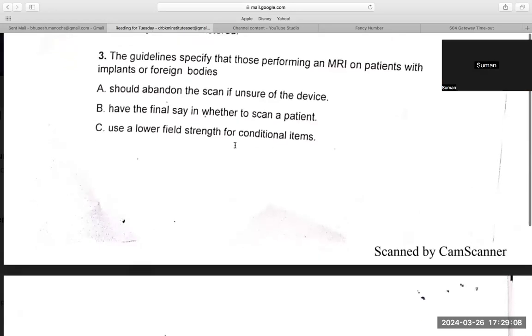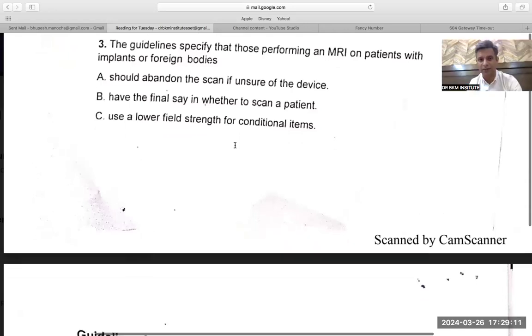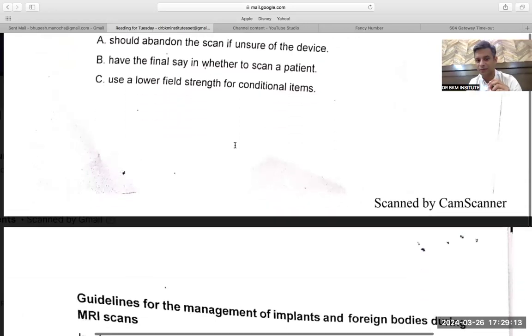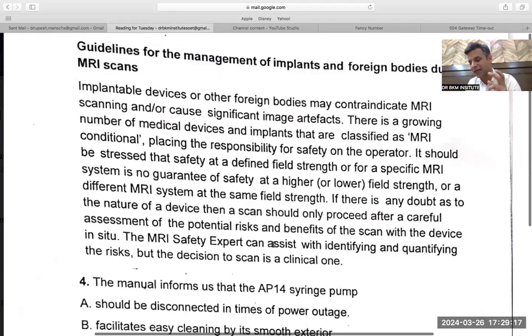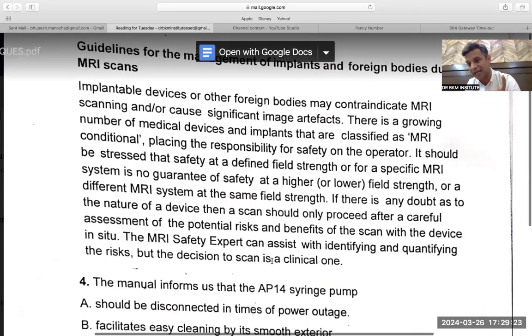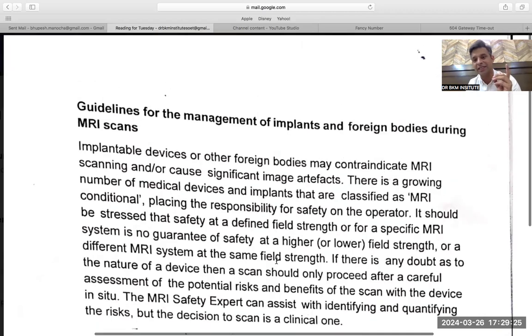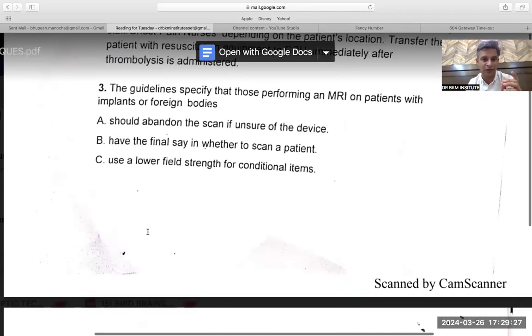And then the third question, I was really confused about A and B. Sir, B is the answer. Sure about it? Yes, sir. Maybe they would have taken the last line that was given on MRI safety. The MRI safety expert can assist with identifying, but the decision to scan is a clinical one. That means it is a practical one. So the people who are performing the MRI have the final say in whether to scan a patient or not. So that can also be the answer.